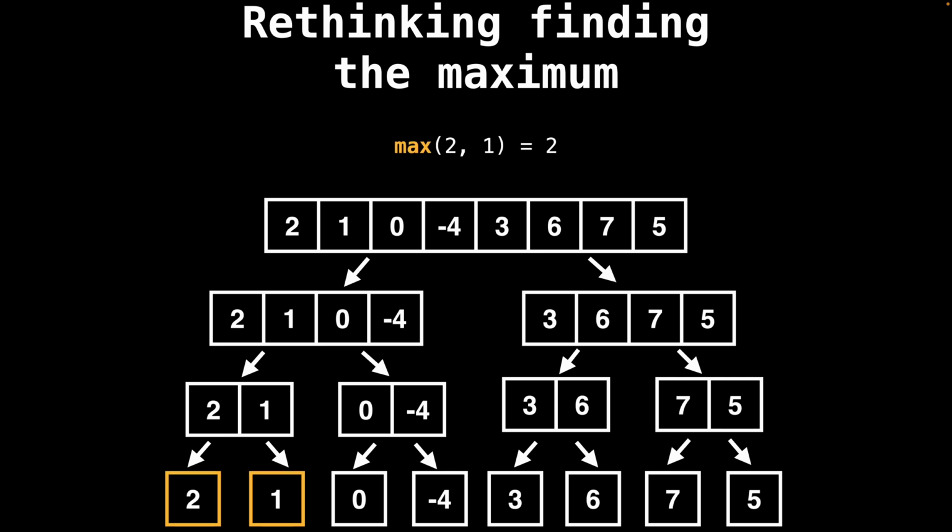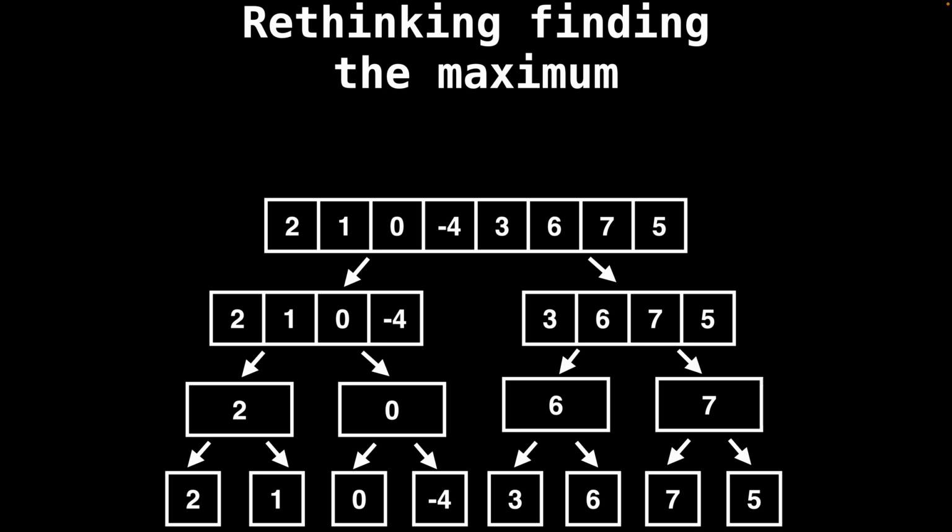Let's begin combining lists together on the lower left, starting with 2 and 1. The max of 2 and 1 is 2, so we can return 2 as the maximum value. Then we take the max of 0 and -4, which is 0. Then the max of 3 and 6. And 7 and 5.